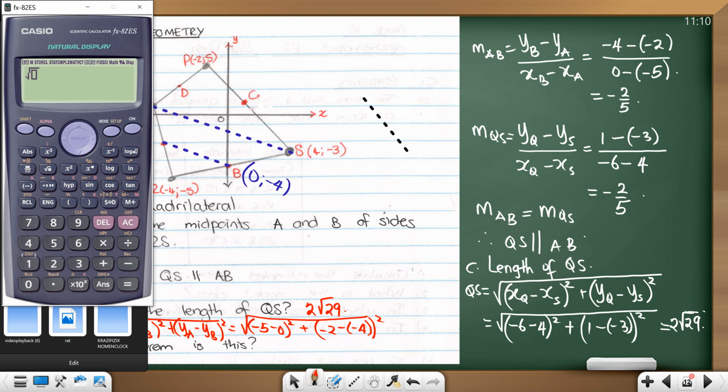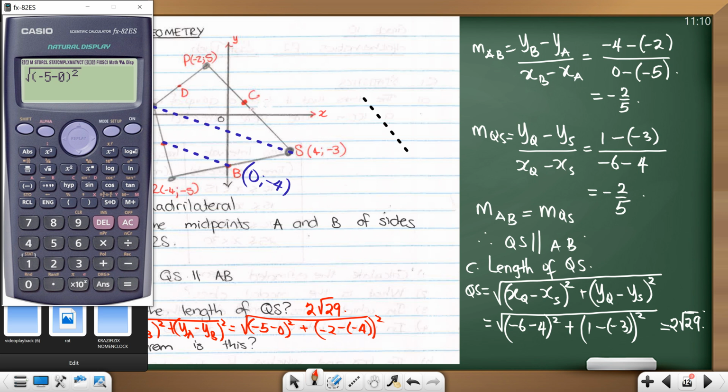Calculator with you guys. Please press as I press. Must go through a calculator class. All right. When you press the square root, it opens like that. Press a bracket. -5 minus 0. Close the bracket. Put a square on it.